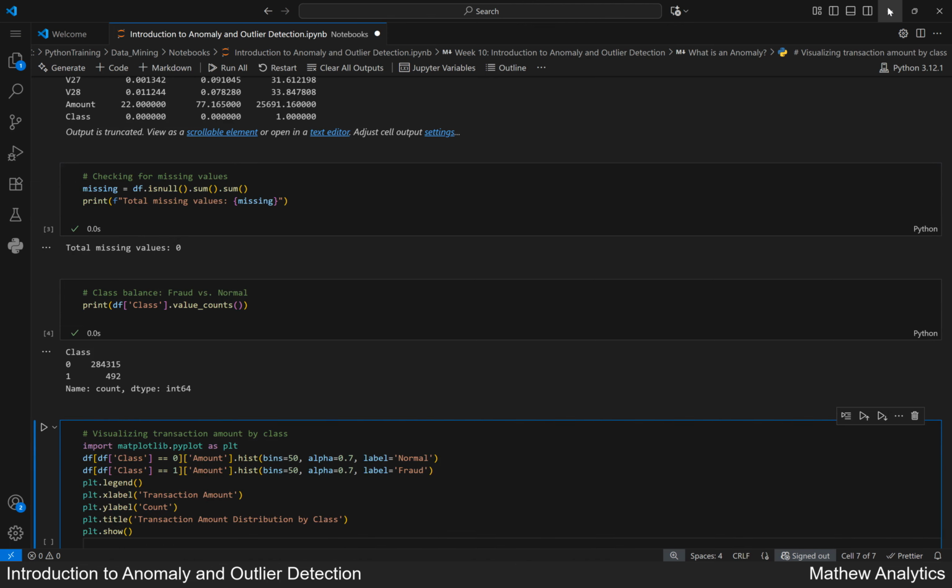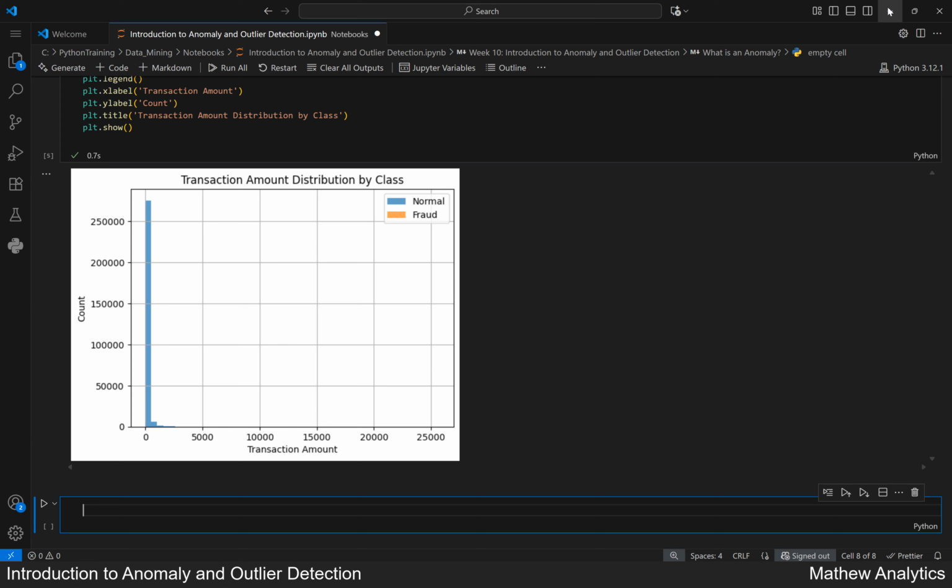Running the cell now. This histogram shows the distribution of transaction amounts for normal, class 0, and fraudulent, class 1, transactions. Notice that most normal transactions cluster at lower amounts, while fraud transactions are fewer but spread unevenly, sometimes at higher amounts, highlighting potential anomalies. This visualization helps us understand how fraud may stand out based on transaction size, reinforcing the concept of anomalies as data points that differ from the norm. Practice: try changing the number of bins to see the effect on the chart.